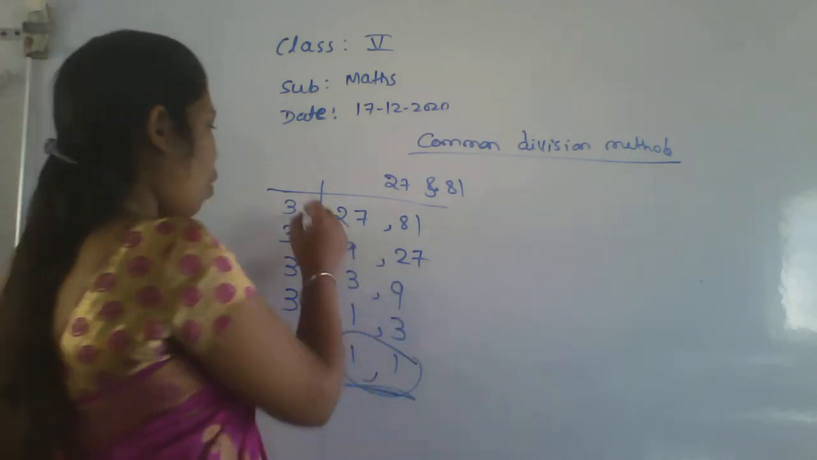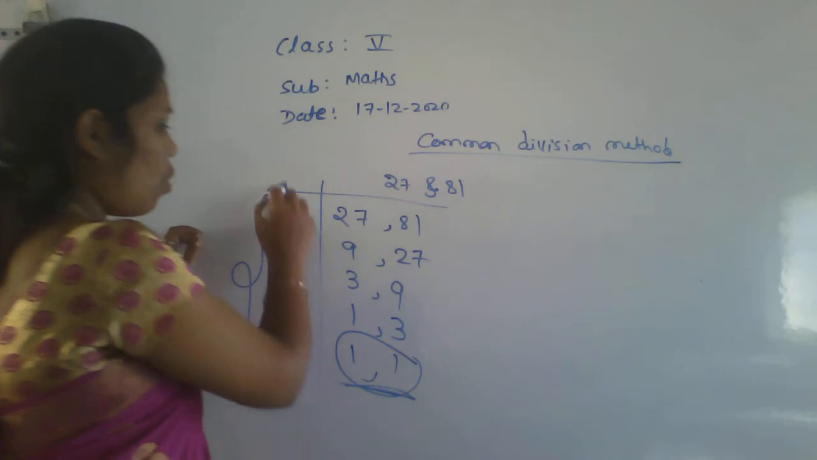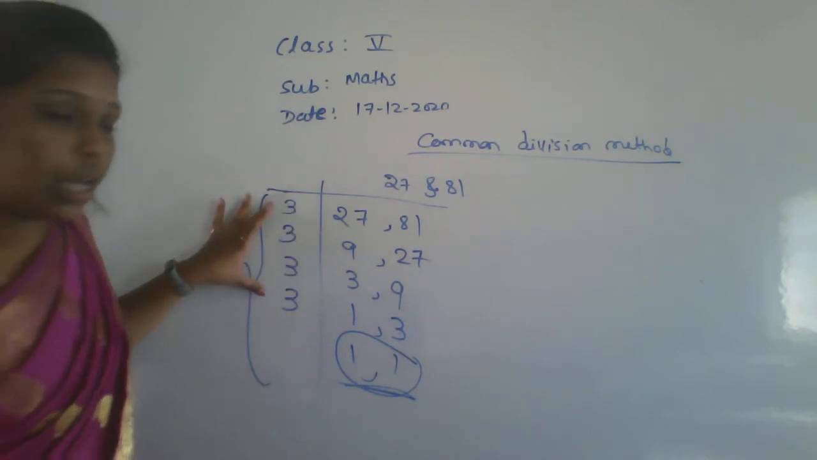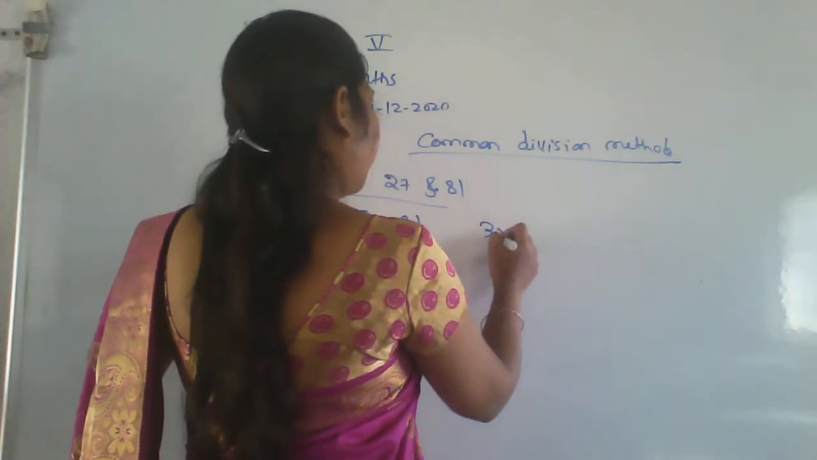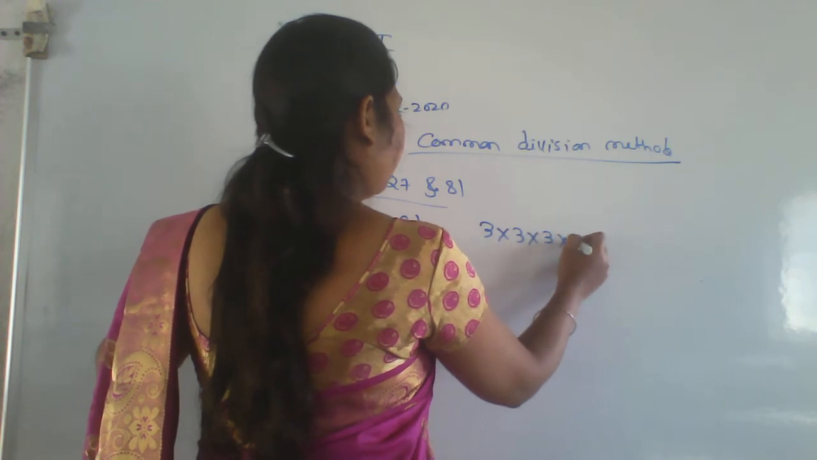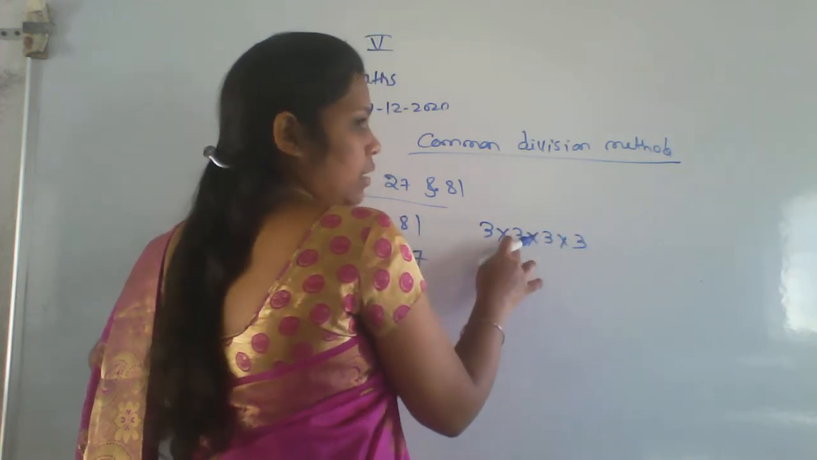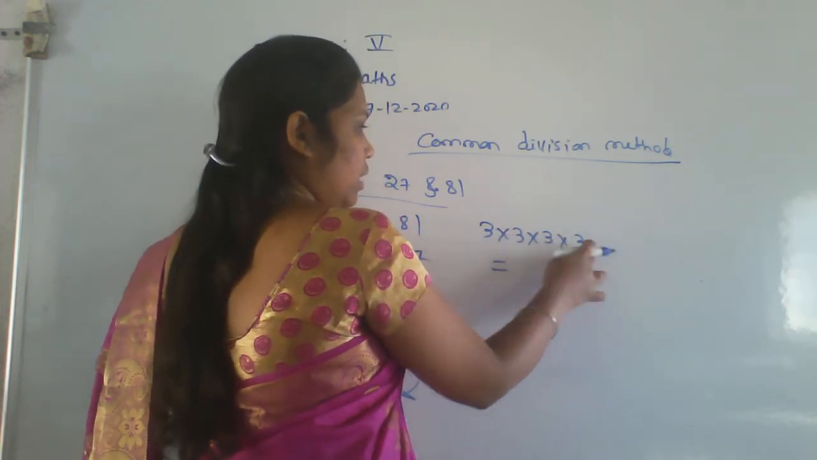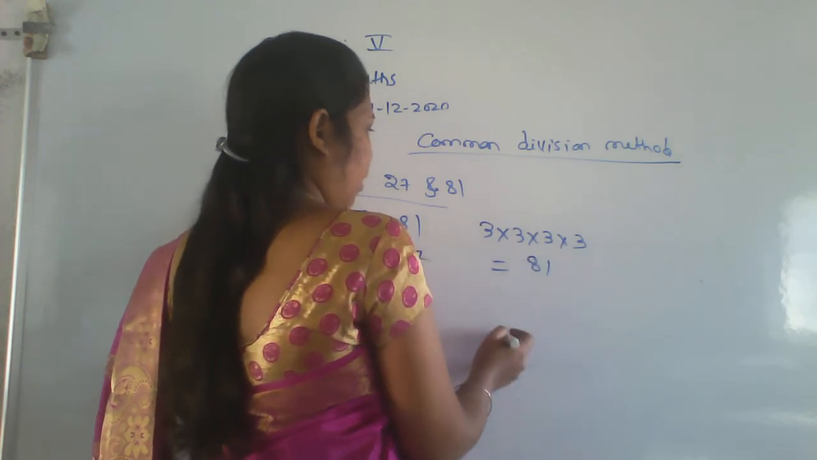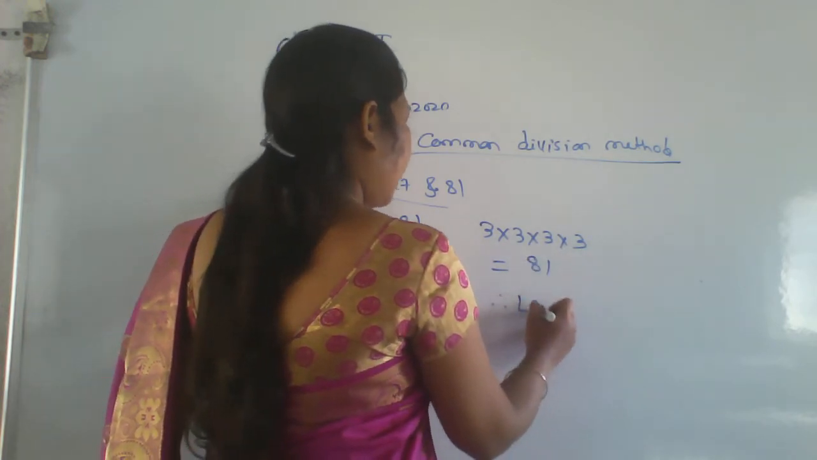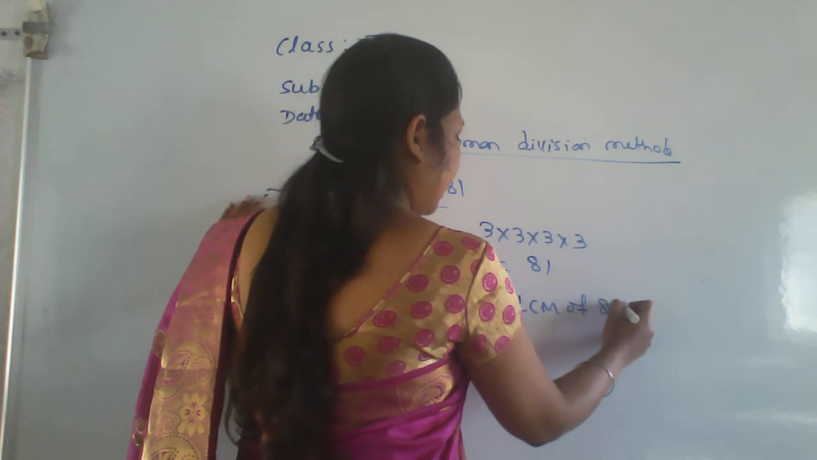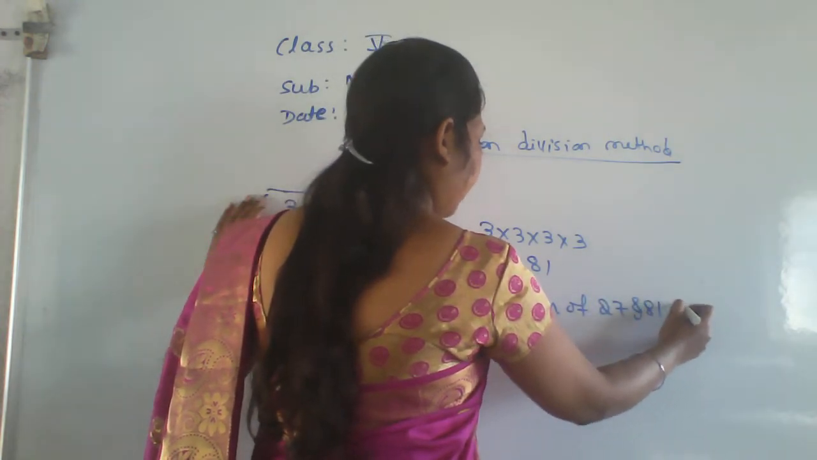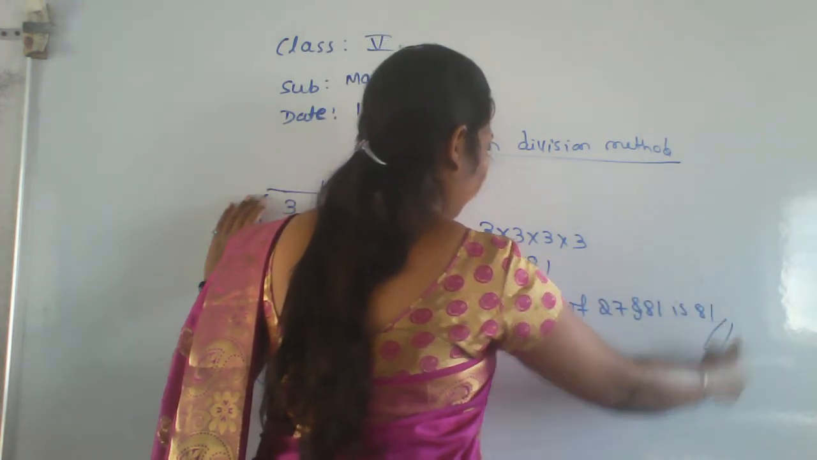Now multiply these numbers. Whatever numbers you are getting, you have to multiply them. That is 3 into 3 into 3 into 3. 3 3s are 9, 9 3s are 27, 27 3s are 81. Therefore the LCM of 27 and 81 is 81.